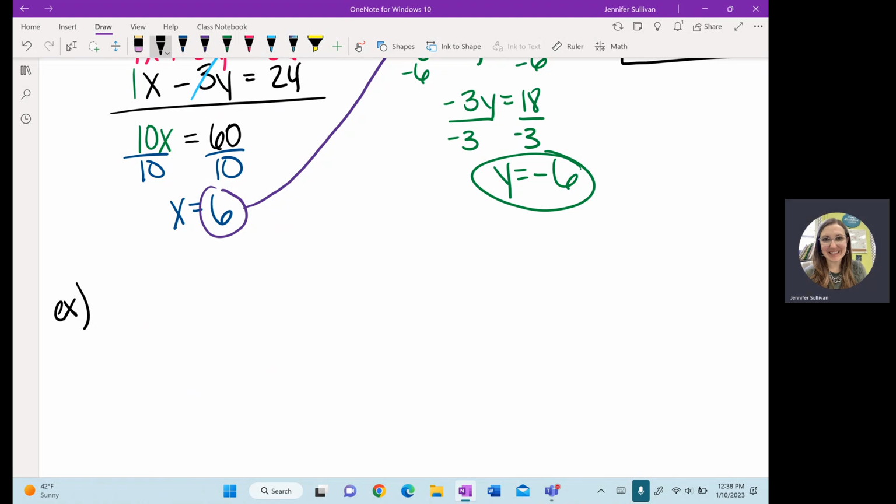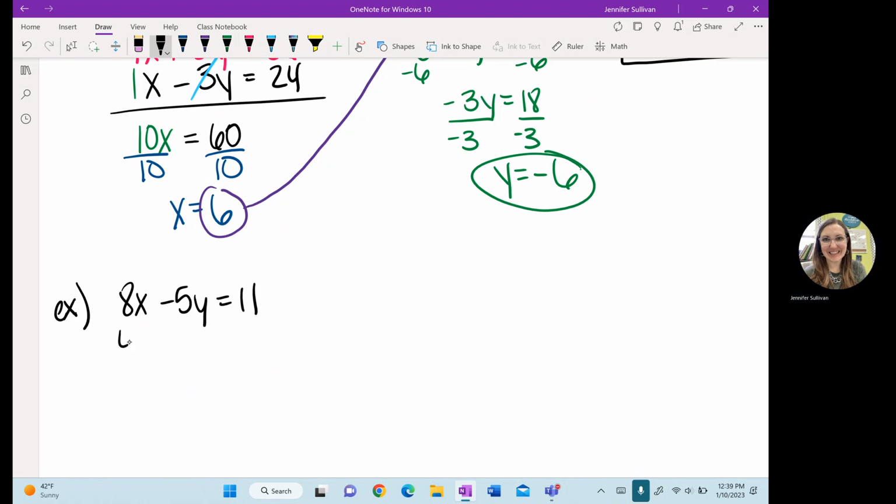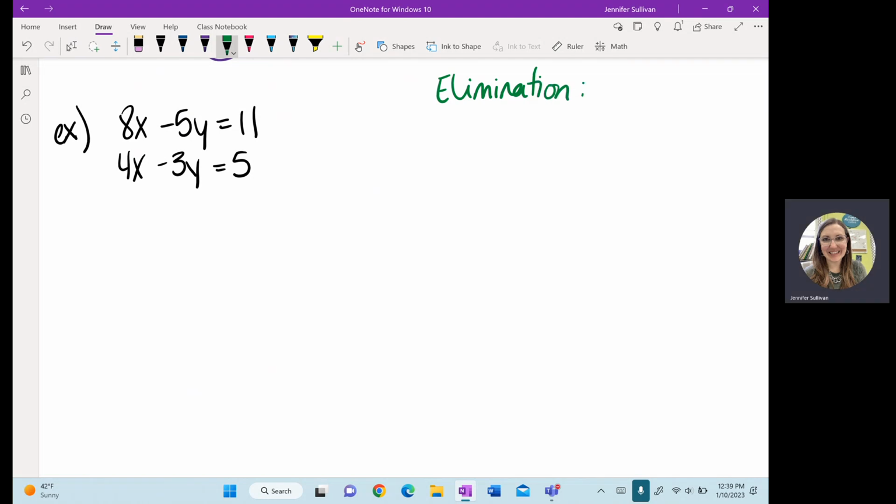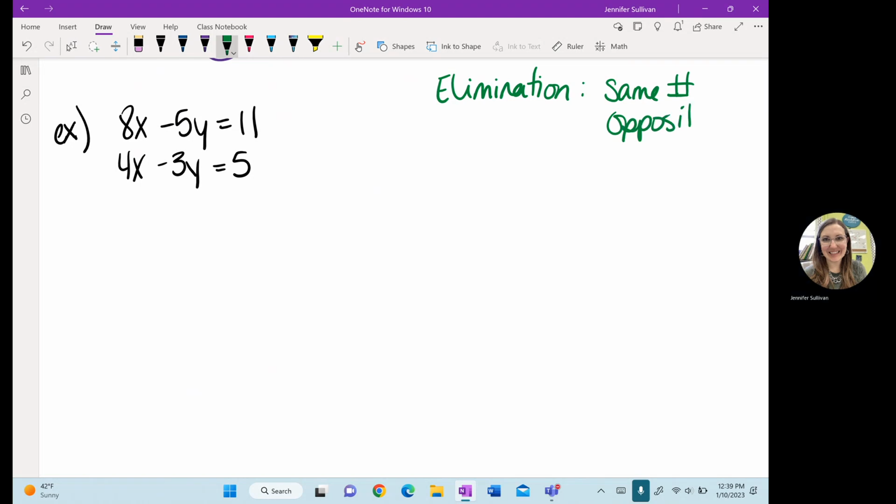Okay, if I give you 8x minus 5y equals 11 and 4x minus 3y equals 5. Okay, again, I'm going to solve by elimination. And so when I'm using elimination, I'm going to try and get the same number, but opposite sign, for one of the variables. So I first got to pick the variable to eliminate.